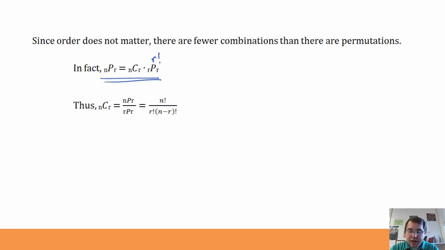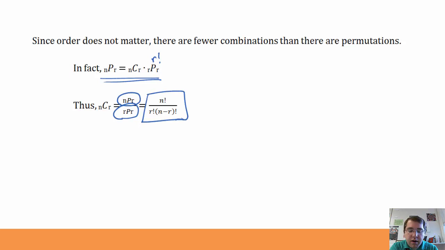So the number of combinations of n things taken r at a time is the number of permutations of n things taken r at a time divided by the number of permutations of r taken r at a time. Remember, the numerator was n factorial divided by n minus r factorial. This is r factorial. This just becomes n factorial divided by r factorial times n minus r factorial.